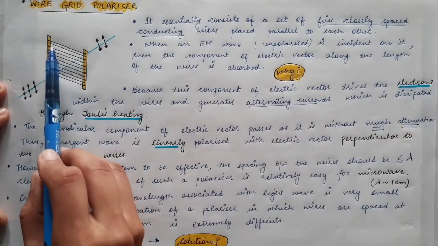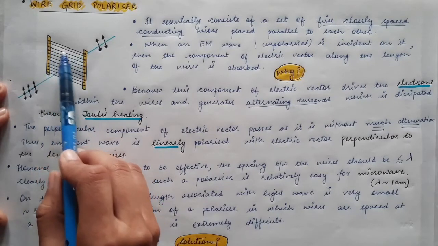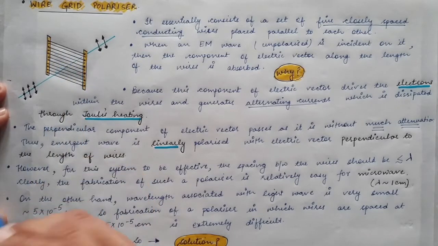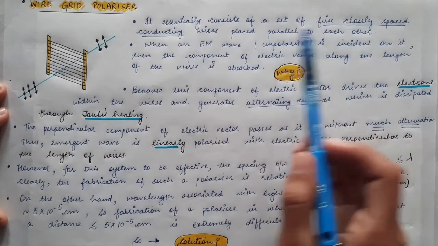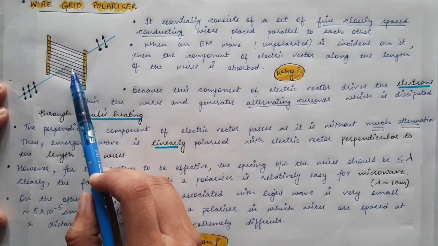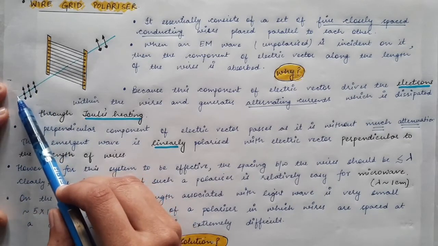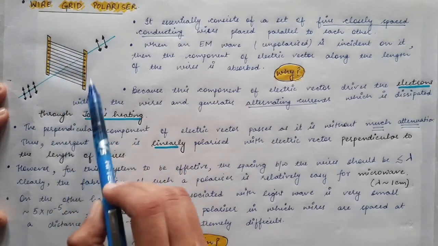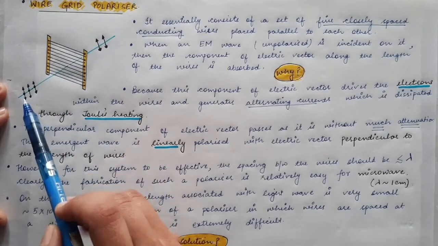So fine closely spaced conducting wires are placed parallel to each other. In this diagram I have shown these conducting wires. They can be made up of copper. These wires are placed parallel to each other and very closely. Now this construction helps us in obtaining the polarized light. When you make the unpolarized light fall on this device, called the wire grid polarizer, we are going to see how it polarizes the unpolarized light.